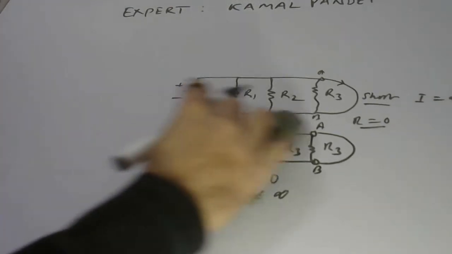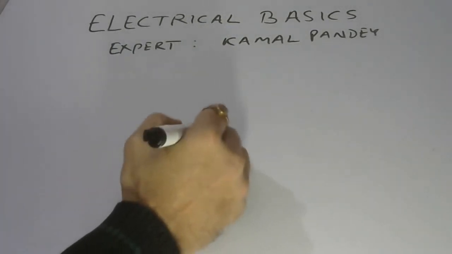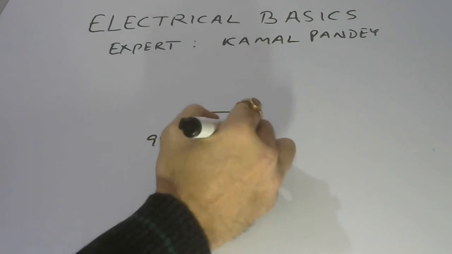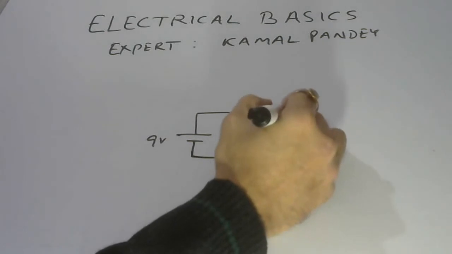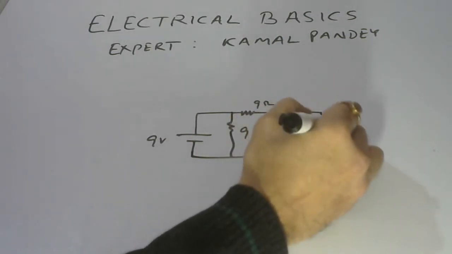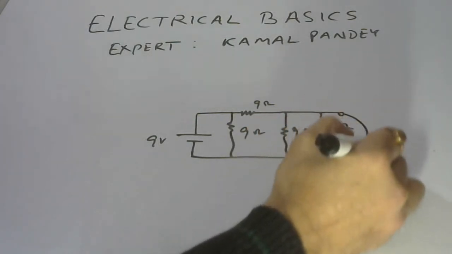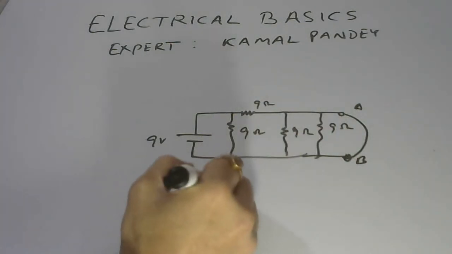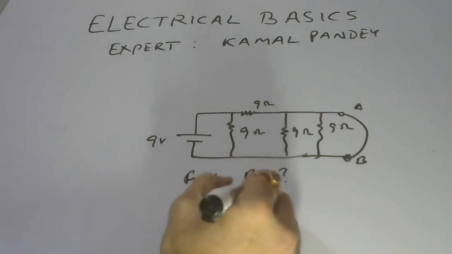Let us check one question, an application of these rules. Let us take a 9-volt battery connected here, 9 volt. Here is a resistor, this is a 9 ohm resistor. This is again a 9 ohm resistor. And here is again a 9 ohm resistor. And here the short is made between A and B. The question is: find R, the equivalent resistance, and secondly, the current through the circuit.